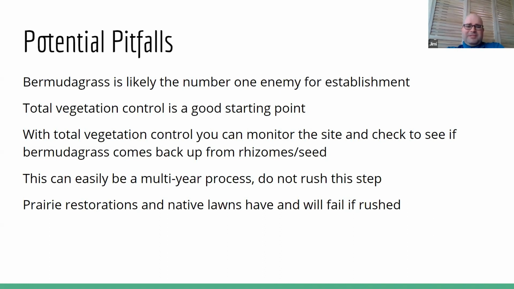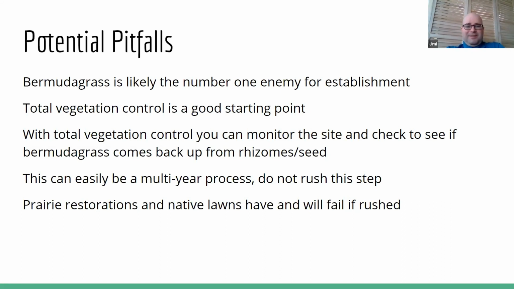And then with total vegetation control, it's just easier to monitor. And depending on how you establish your base, if you go by plug, since you usually plug in a pattern, it's really easy to walk a plugged field and go, wait a second, this isn't along one of my lines, and then notice, oh, this is something problematic, or maybe it's a nice surprise.